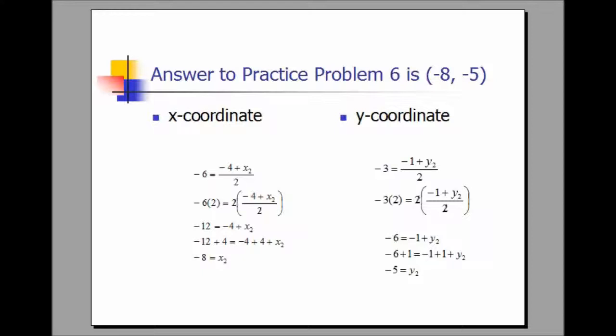First, we find the x-coordinate of the other endpoint. Substituting gives us -6 equals (-4 plus x sub 2) over 2. We multiply both sides by 2. This gives us -12 equals -4 plus x sub 2. Add 4 to both sides. This gives us -8 equals x sub 2.